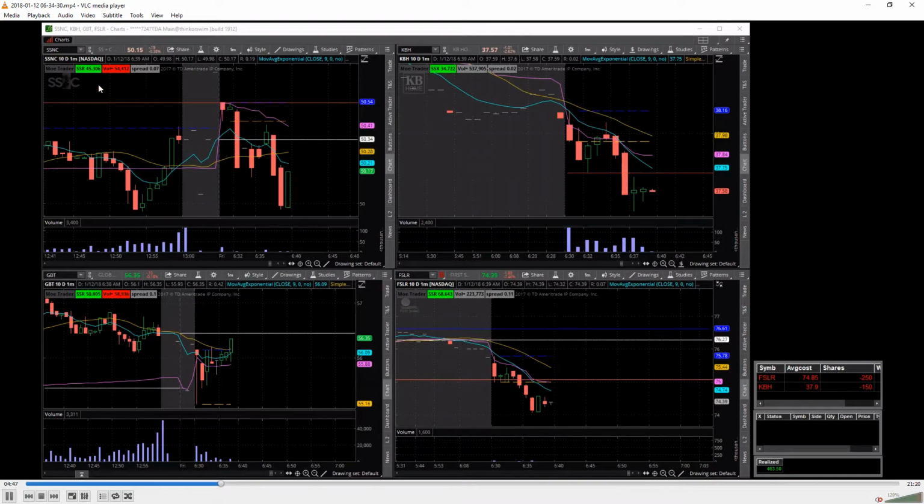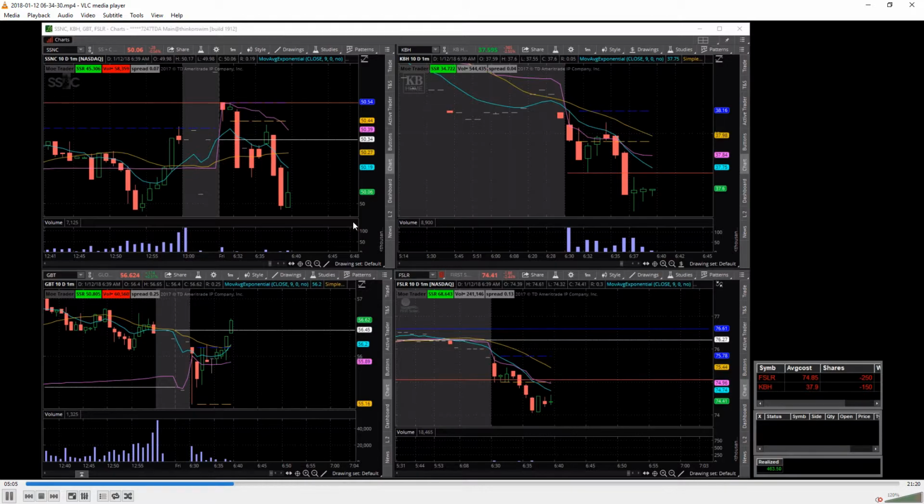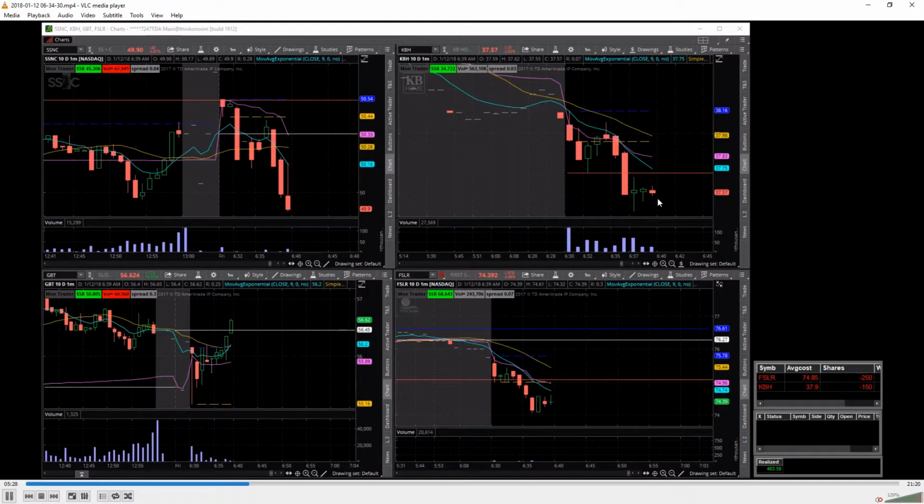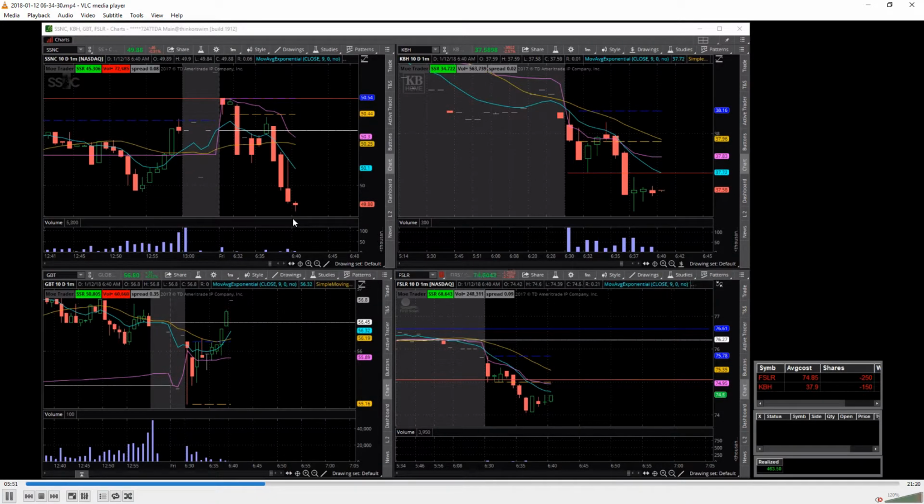SSNC on the left hand side, I really liked it, but the volume was too low. It was 50,000 shares traded at that point. I'm like, I'm not touching that. And you can see SSNC, it would have worked perfectly. Now at this point, I have 250 shares short of FSLR, and I have 150 shares short of KBH. SSNC is still coming down. Feels like everything is frozen right now.